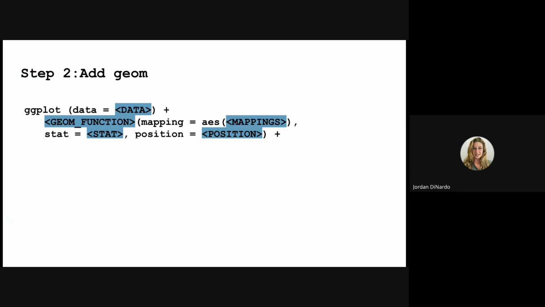Mapping is an argument that asks for the aesthetics. That is the X, the Y. Say you want color, this is where you would identify those variables that are your X and Y, as well as any sort of color, size, whatever other aesthetic you're trying to show within your figure. The stat and position arguments are specific to just a few geoms, particularly bar plots. We'll get into that in more detail in some examples.